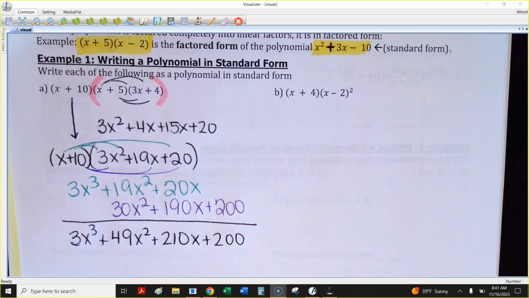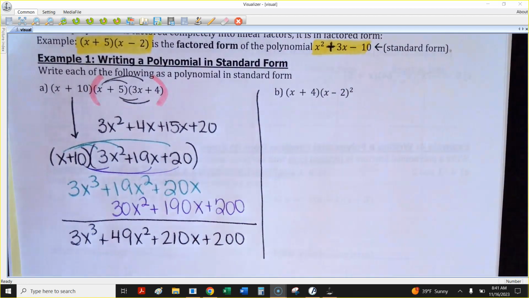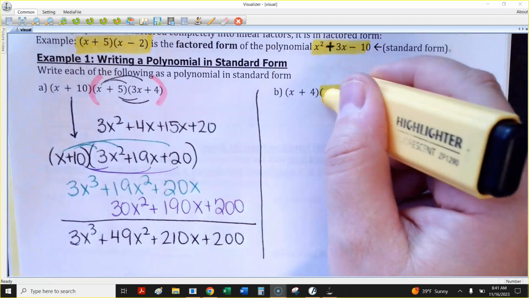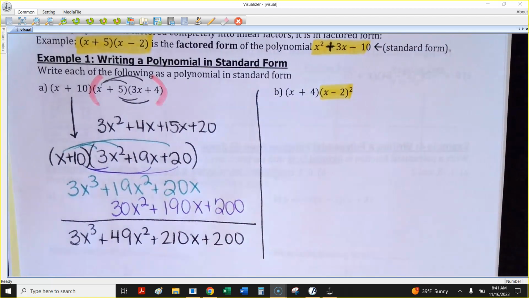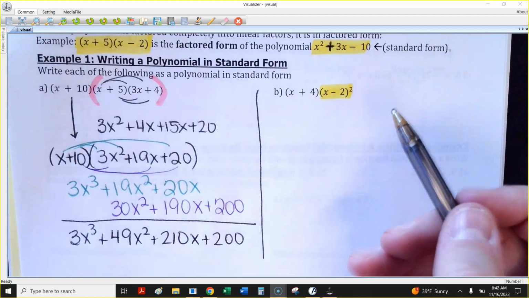Okay, now, the other one I put on here, and the real reason I put it on here, is just to remind you of something. If I am squaring x plus 4, and we're going to multiply that by x minus 2 squared, please don't forget, don't distribute a squared. Anytime you have adding or subtracting in the parentheses, you can't distribute that.